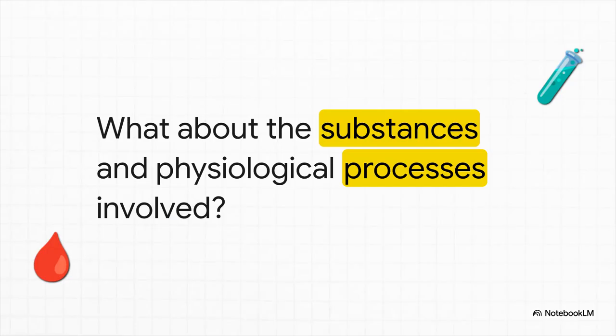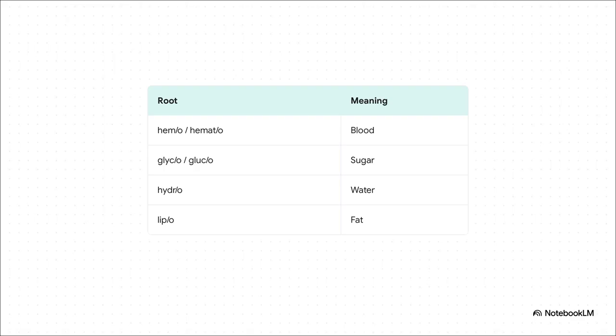All right, let's shift gears for a second. We know the organs now, but what about the actual substances and physiological processes that flow through these anatomic systems? You are going to see these constantly in lab reports and diagnoses. Hemo and hemato mean blood. Gluco and glyco mean sugar. Think glucose metabolism. Hydro stands for water or fluid balance, and lipo translates directly to fat or lipids. Just pair the root with its plain English substance and you're golden.